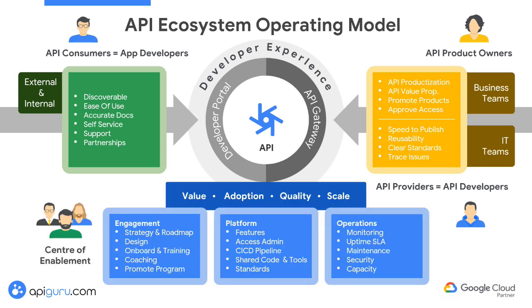With the API platform, the Center of Enablement drives value, adoption, quality, and scalability. They assist various API delivery teams through engagement in several key areas, including strategy and roadmap development, design assistance, onboarding and training, coaching, and program promotion. On the platform side, they provide access management features, maintain the CI/CD pipeline, and offer shared code and tools while enforcing established standards. In terms of operations, the Center of Enablement oversees monitoring, uptime SLAs, maintenance, security, and capacity management, ensuring a robust and reliable API ecosystem.